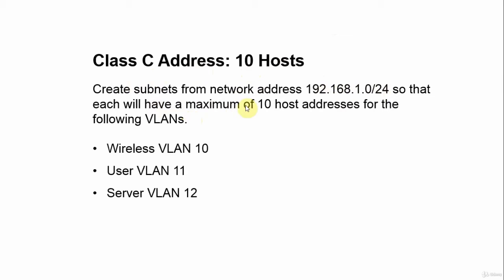192.168.1.0/24, so each will have a maximum of 10 host addresses for these three VLANs. So I'm going to use this top level network address. It's a /24, so it's the default subnet mask, and I'm going to go through and use subnetting to create additional new subnets and assign them to these different VLANs: wireless, user, and server.